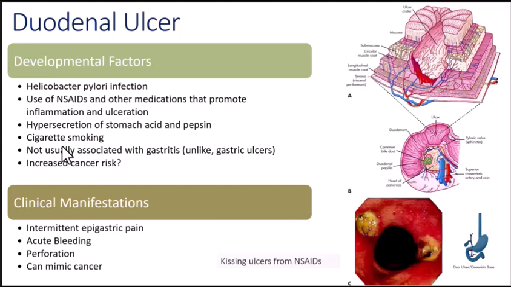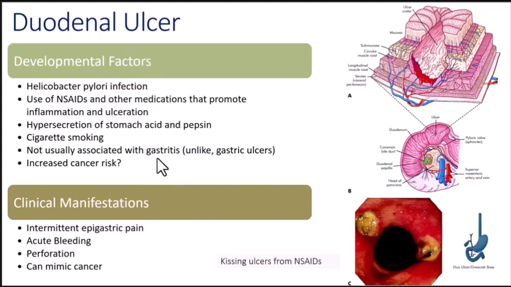Also, people that smoke have a higher incidence of H. pylori infection. Now, duodenal ulcers are not usually associated with gastritis. So even though the stomach and the duodenum are very close in proximity to one another, if the stomach is inflamed, it is unlikely to cause an ulcer to form in the duodenum.